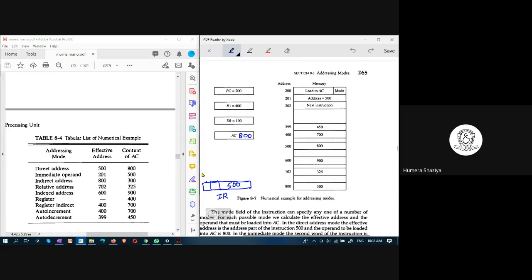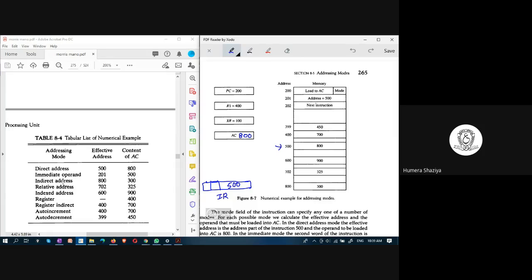In instruction, IR is instruction register. Instruction register has got a value 500, which is the address of the operand. In direct address, whatever you specify in the instruction register, that would be the address of the operand. And in this memory, 500th location contains 800, so 800 is the operand. Direct address is done.